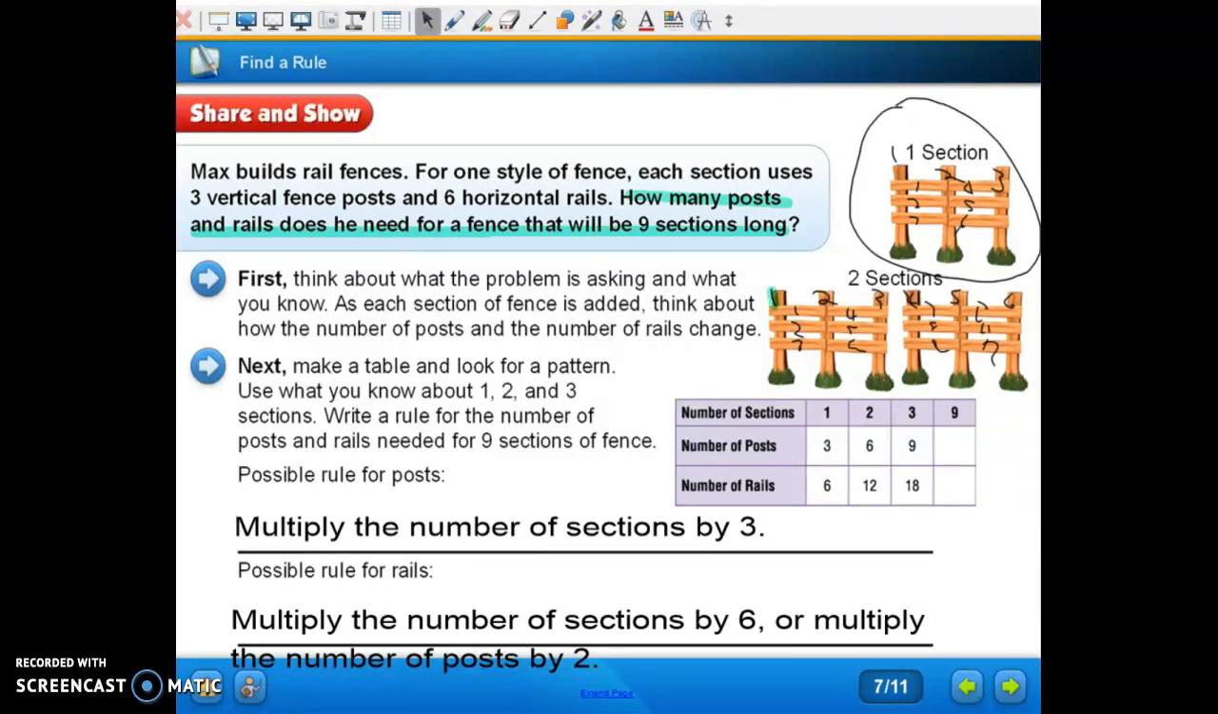Then we're going to use our rules to solve our problem. So our rule for posts is multiply the number of sections by 3. So the number of sections is 9. They told us they were making 9. And what is 9 times 3? 27. Now we can choose to find our rails. We can either multiply the number of sections times 6, which is 9 times 6, or we could multiply the number of posts by 2. So 27 times 2 is 54.